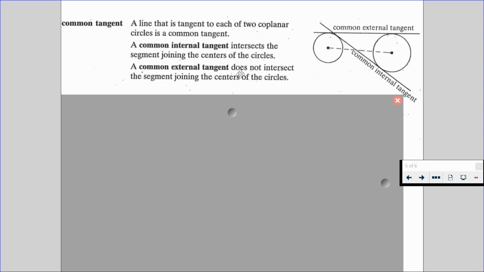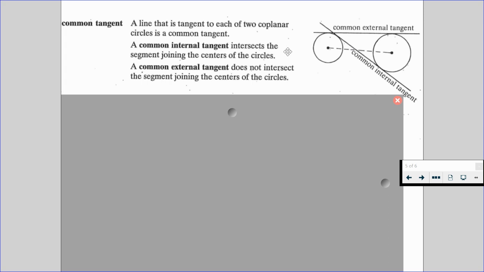If we jump down to the second bolded statement, because I definitely went out of order here, a common external tangent does not intersect a segment joining the centers of the circles. What I was saying before is that if we have two circles, and the line touches corresponding areas of those circles and does not cross between the centers, that's a common external tangent. Likewise, we have a common internal tangent, which will cross between the two circles. It kind of looks like alternate interior angles, but not really because we're talking about a circle. The common internal tangent goes through the middle of those two circles, while the common external tangent is on the outside.